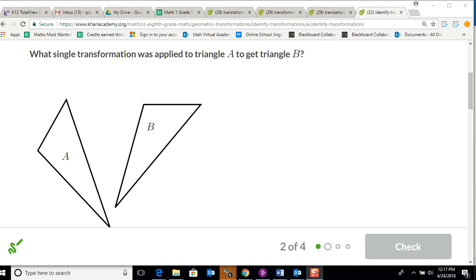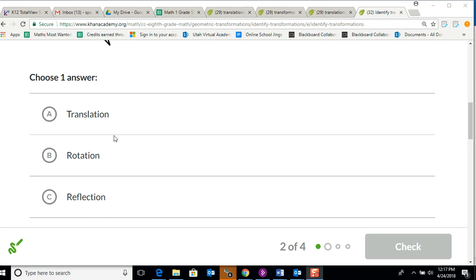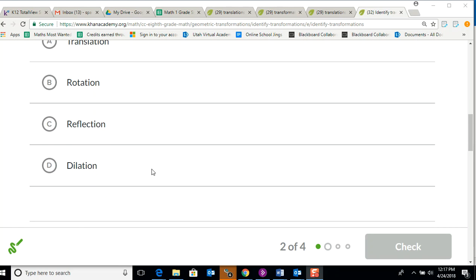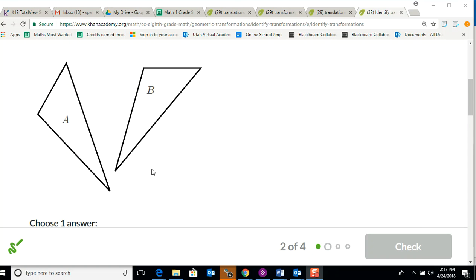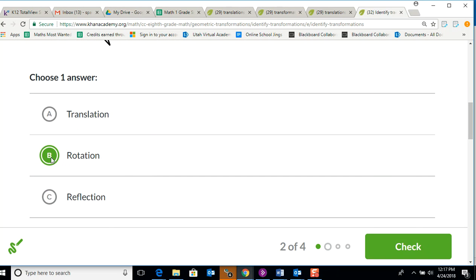Now we are ready to practice some of these transformations on our own. So follow along as we go through these questions. Okay, so this is question number 2 on your piece of paper. What single transformation was applied to triangle A to get to triangle B? So is this a translation, a rotation, or a reflection? Or is it a dilation? So for this one, you can see that this one would be a rotation.